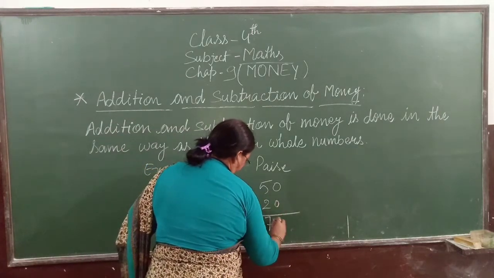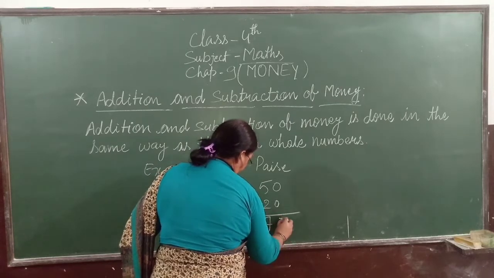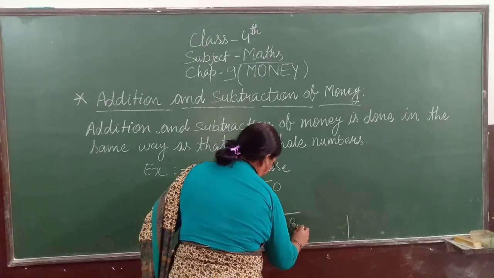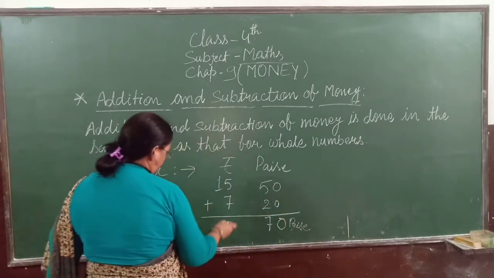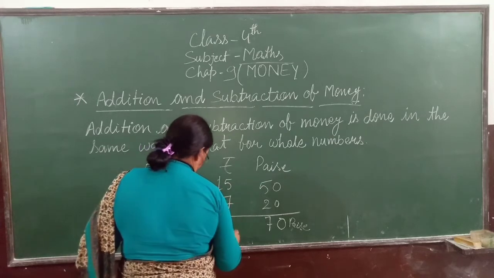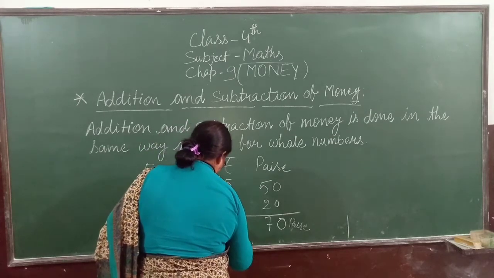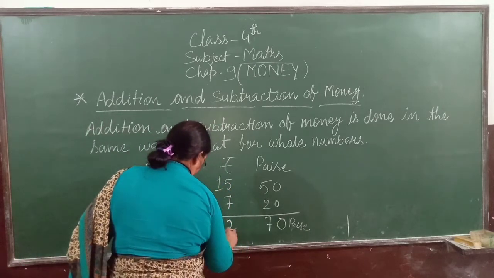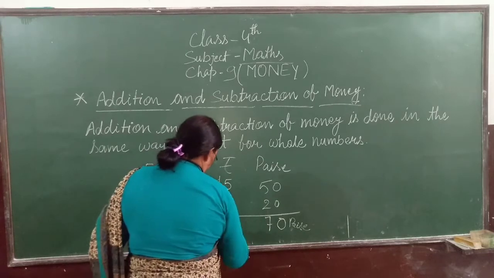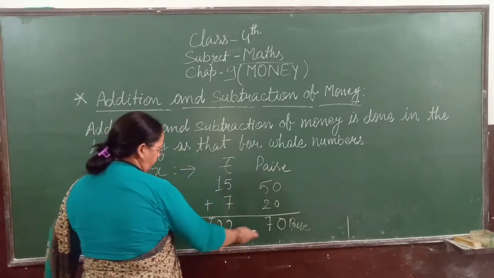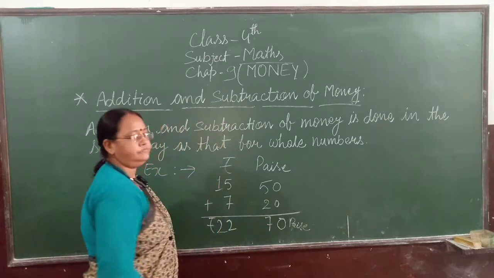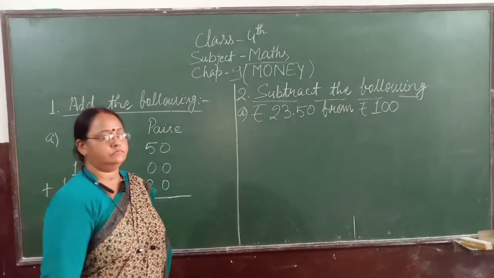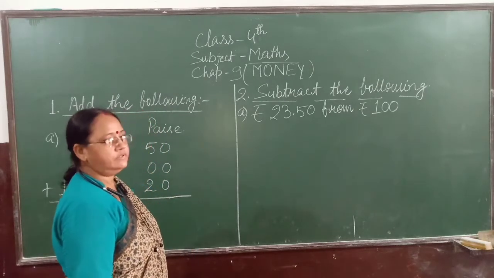Then we add 50 with 20, we get 70 paise, and this is 5 plus 7, 12, and 1 plus 1, 2. This is your rupees, 22 rupees and 70 paise. Now students, come and solve more questions based on this.